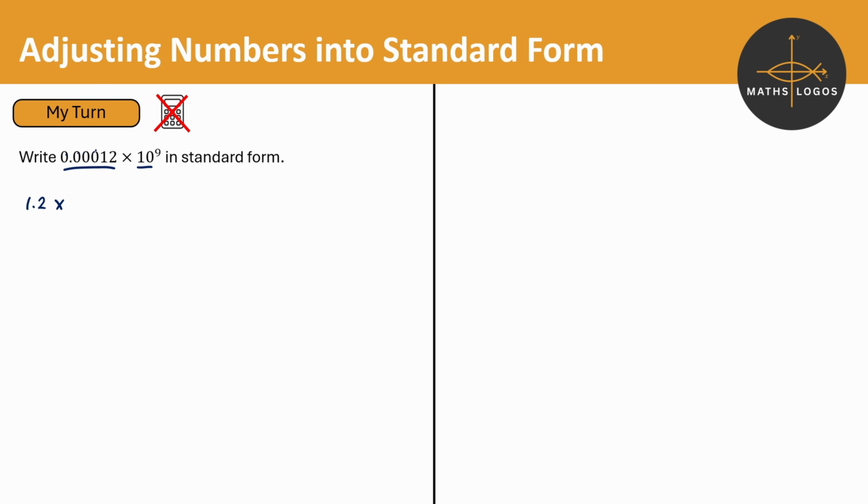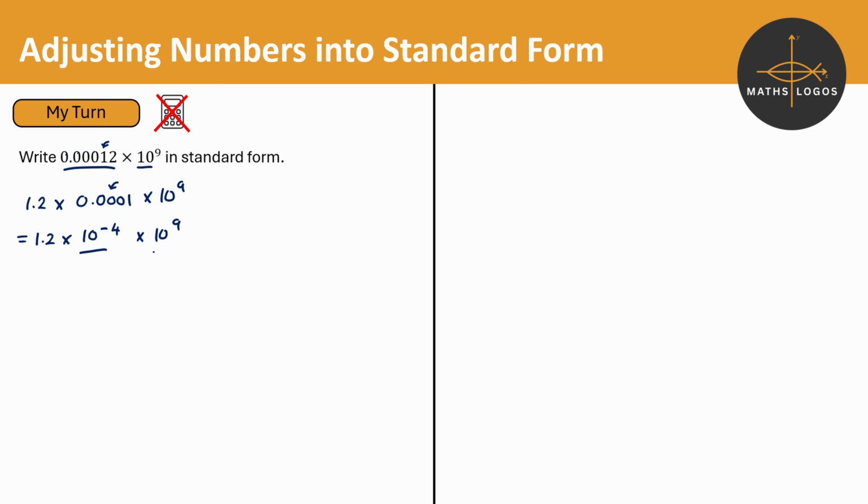1, 2, 3, 4. And where our first digit occurs is where we're going to put our 1 as well. So we've got 0.0001 multiplied by 10 to the power of 9. Then we want to turn this part into a power of 10. So that's going to be equal to 1.2 multiplied by, count how many zeros you got. You got 4, so it's 10 to the power of negative 4 multiplied by 10 to the power of 9.